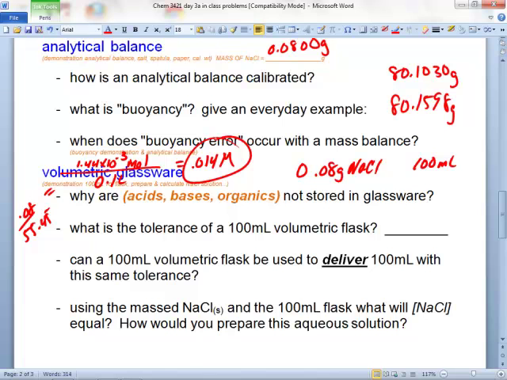All right. You kind of jumped ahead a little bit, but that's okay. Yeah, it was right here. Which one are you not supposed to put in glassware, Casey?